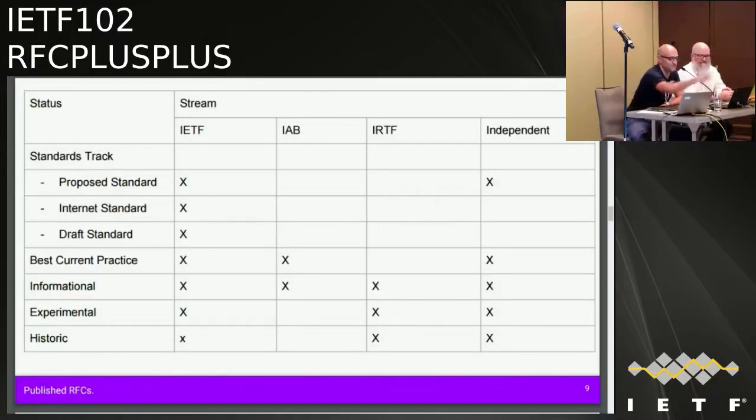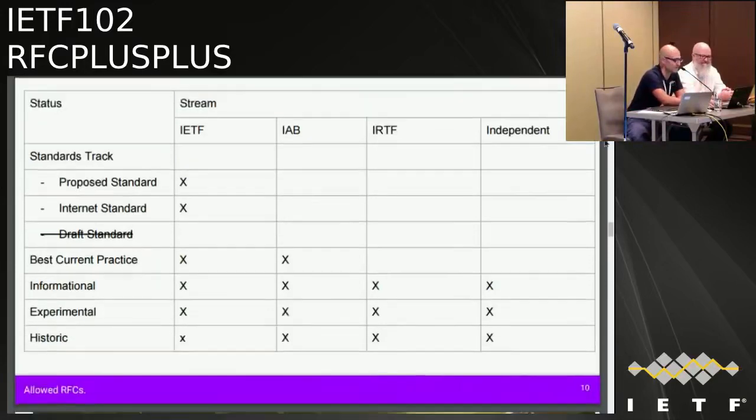But the point is this slide is supposed to show what has been done traditionally. And the next slide, this one, is what is actually allowed. So you can see that Draft Standard was removed some time ago. The IETF stream can publish everything. The IAB stream wouldn't do standards track. The IRTF, only the last 3. And the same for the independent stream.